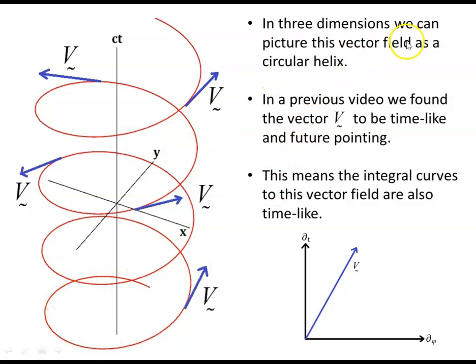So in 3 dimensions, t, x, and y, picture this vector field as a circular helix. In a previous video, we found the vector v to be time-like and future pointing. Again, go back to those videos for all the details. This means the integral curves to this vector field are also time-like, because the vector is tangent to it. V is tangent at all points here. The red curve is the integral curve of this vector field.